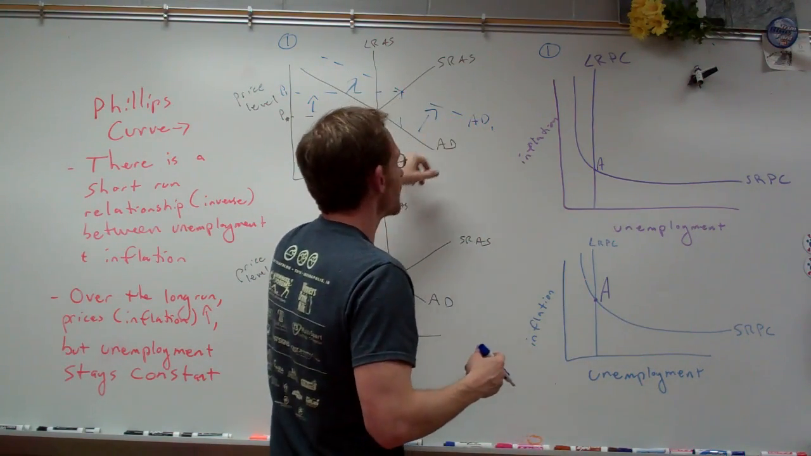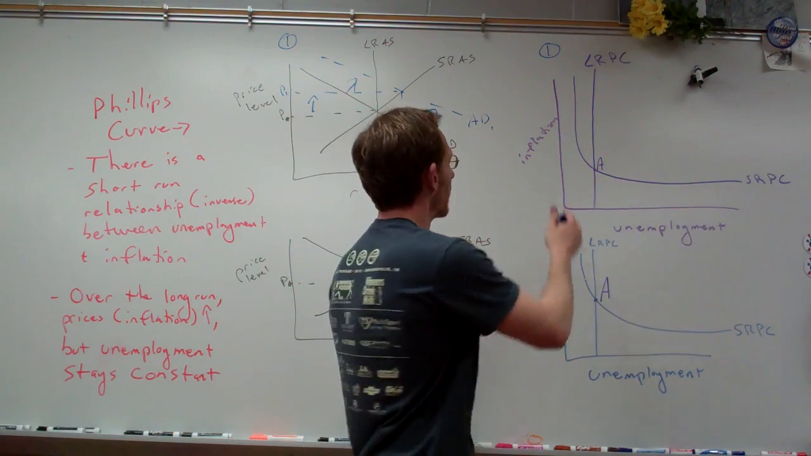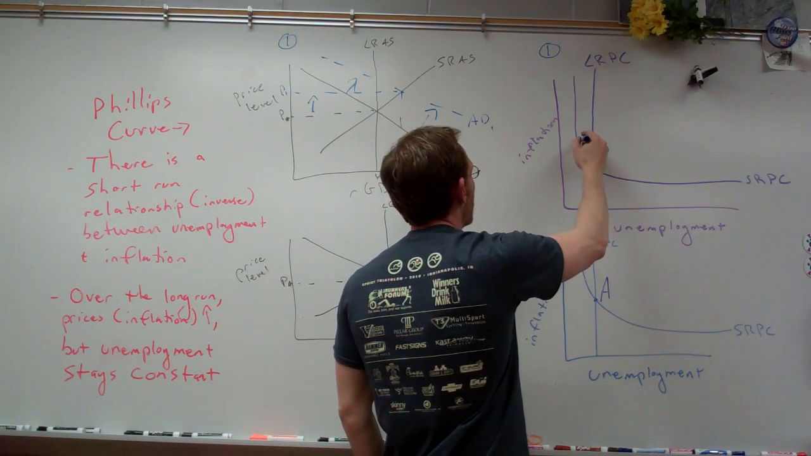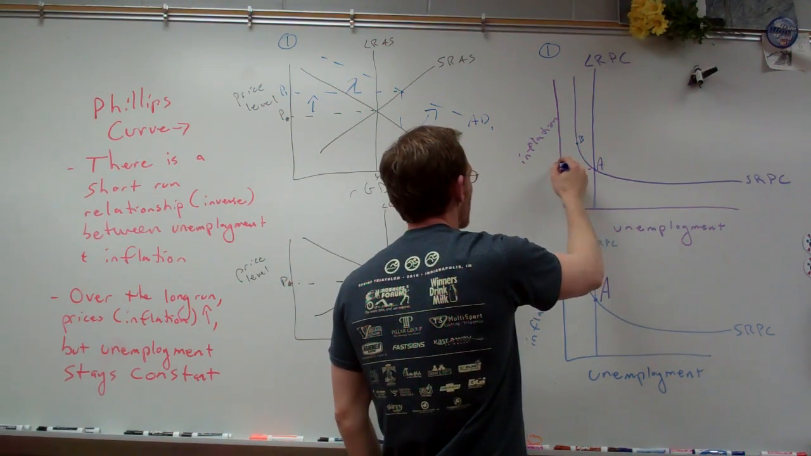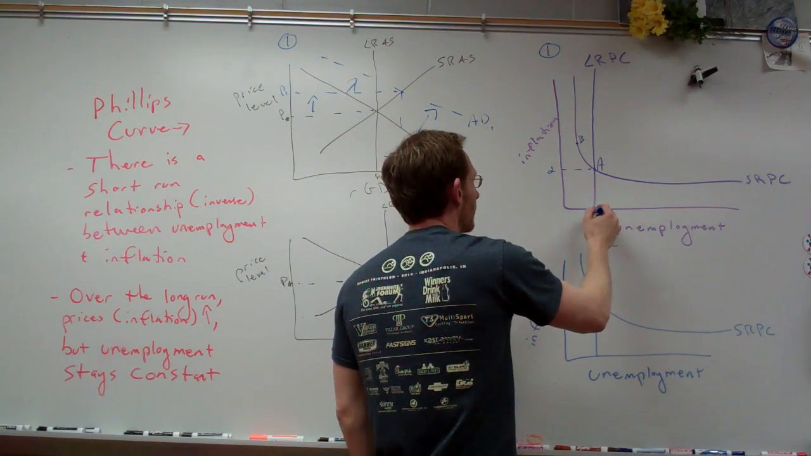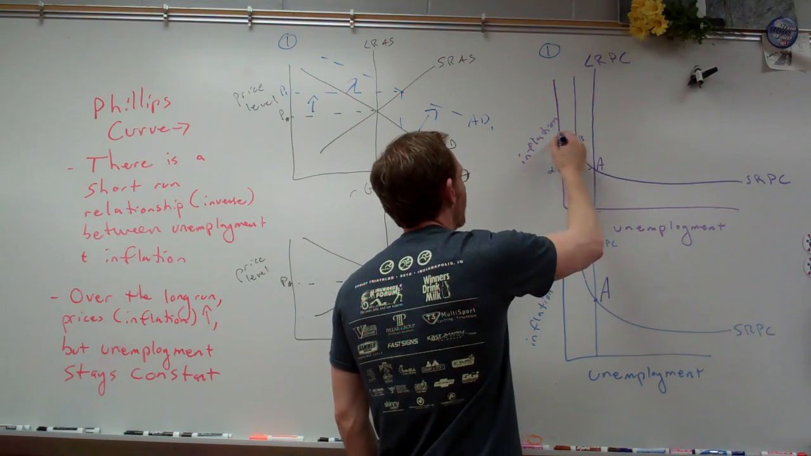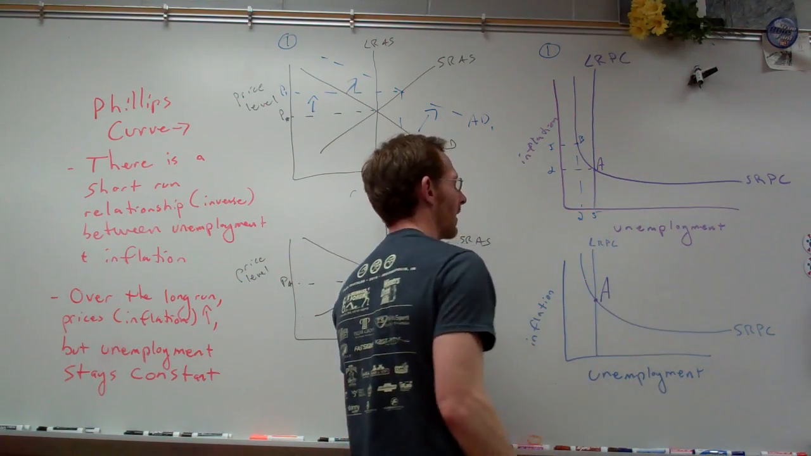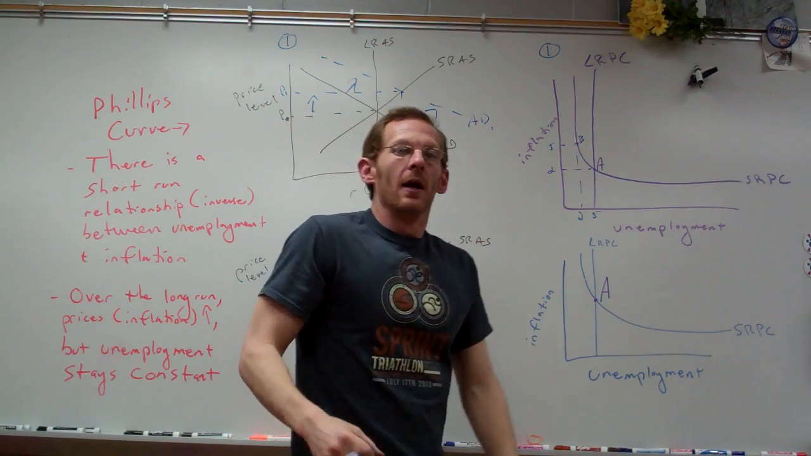So when AD shifts, we go along the short-run Phillips curve. So we go from A to, let's say, point B here, right? Because here was, we'll call it, 2% inflation and 5% unemployment, and now we're at, we'll say, 5% inflation and 2% unemployment, right? So when AD shifts, we go along the Phillips curve.